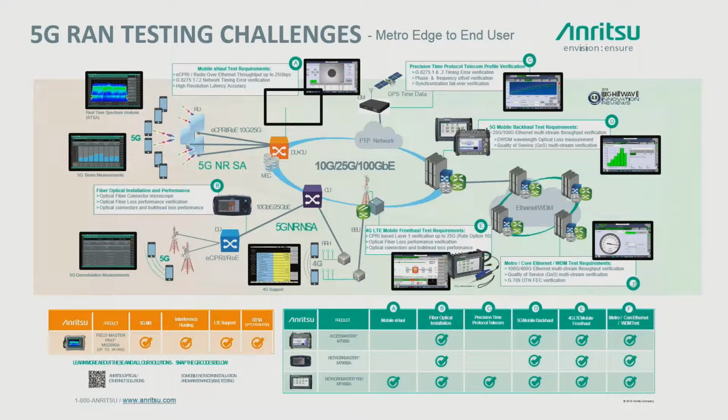Then as you work from left to right, we start going into the transport side, everything from the front haul to the metro to the core network. And you'll notice each one has different requirements.